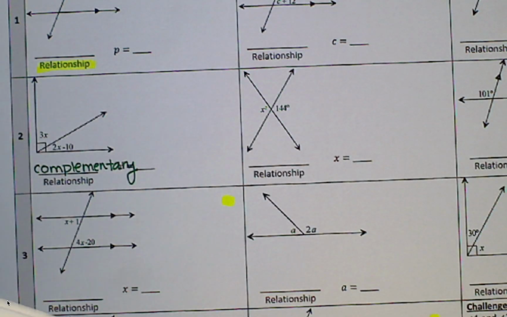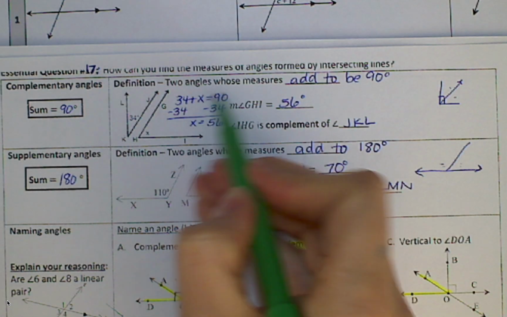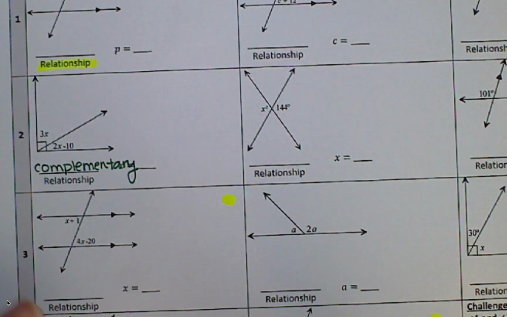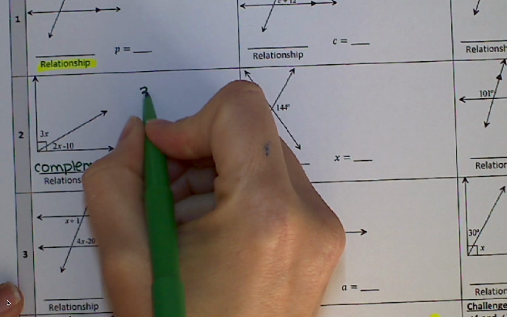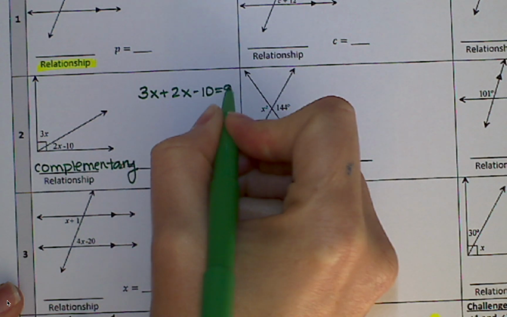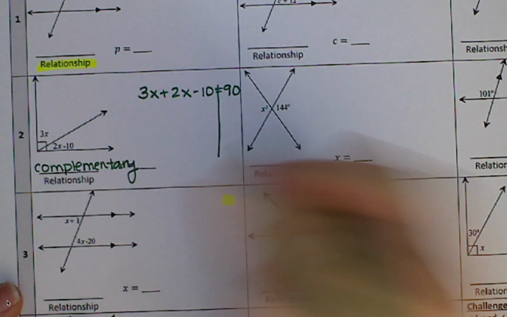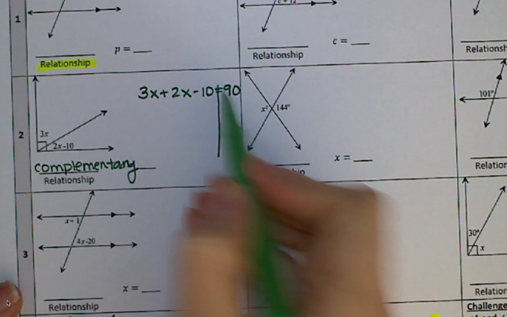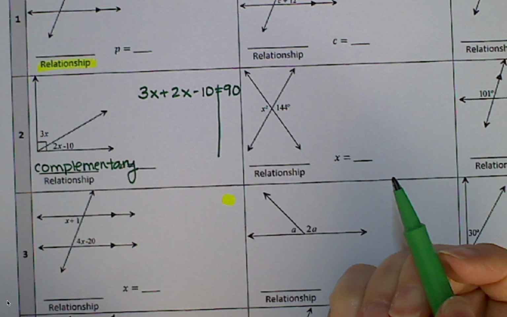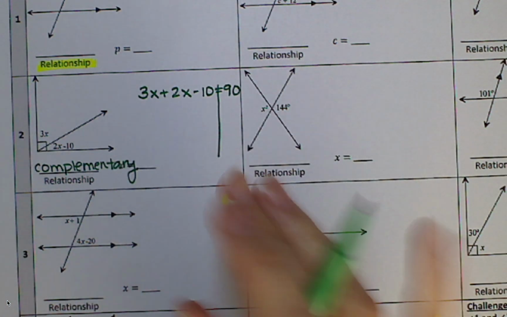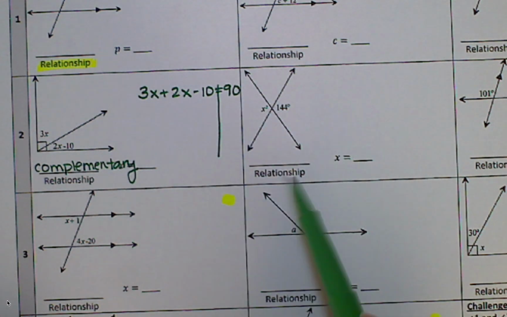And then for complementary, you'll notice that it says two angles whose measures add to be 90 degrees. So if they add together to give you 90 degrees, to set up your equation, you'd have 3x plus 2x minus 10 equals 90. And then you go ahead and solve for x for this one, okay? So you're adding these together to give you 90 degrees, okay? So you're basically going to be looking at the relationships here and the definitions from note pages 16 and 17 to figure out what the relationship is, how to set up the equation, and then go ahead and solve.